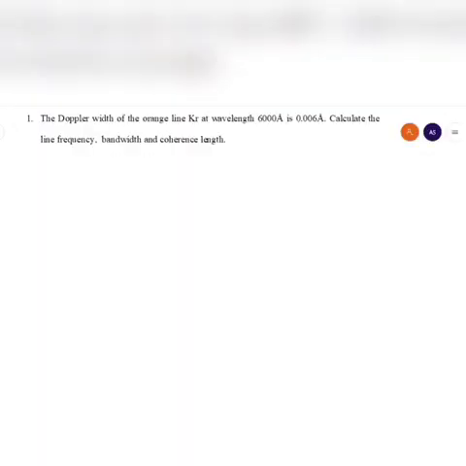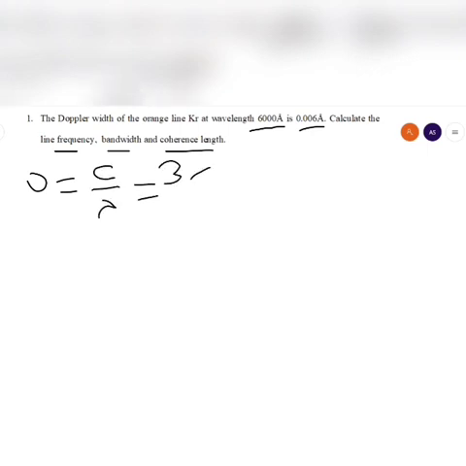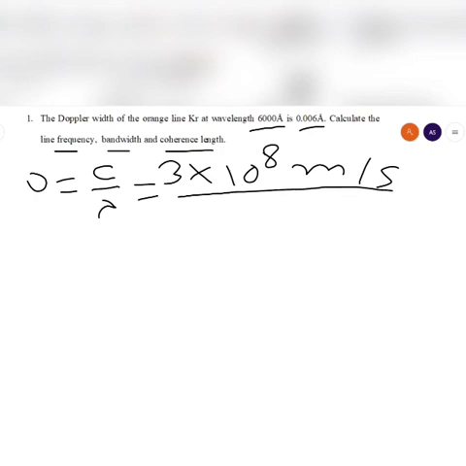Here in the first question, the Doppler width of the orange line of krypton at a wavelength of 6000 angstrom is given, and delta lambda is equal to this one. Calculate the line frequency, bandwidth and coherent length. We know the frequency is equal to c upon lambda, where c is 3 into 10 to the power 8 meter per second. And here the lambda is in angstrom. First you will convert the lambda into meter.